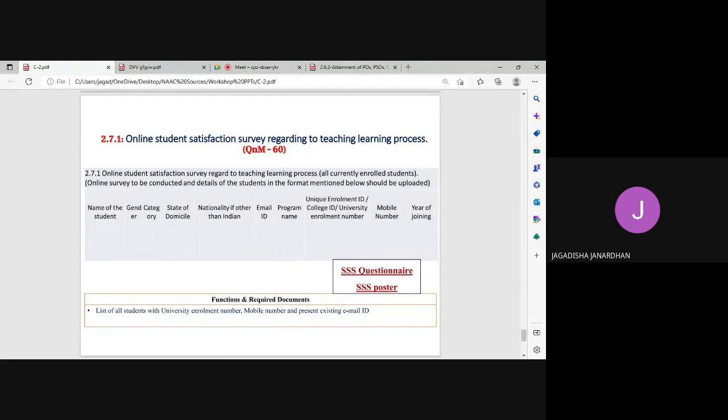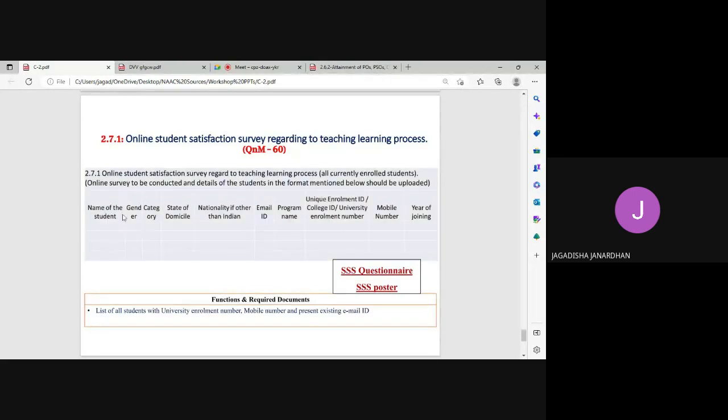So, the online student satisfaction survey is regarding the teaching learning process. Here, regarding the teaching learning process, other questions will be asked. But in Criterion 1, it is only related to curriculum, not about the teacher. Here, regarding the teacher, teaching and infrastructure, everything will be asked by NAAC. So hence this process belongs to NAAC and we need to provide the details in this format.